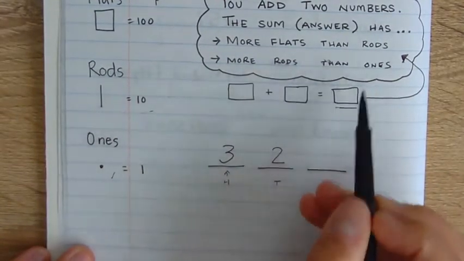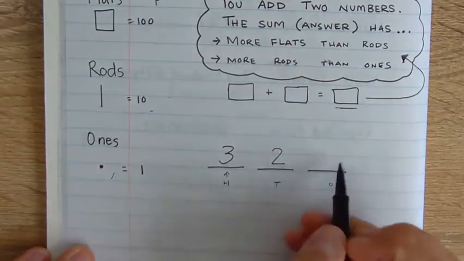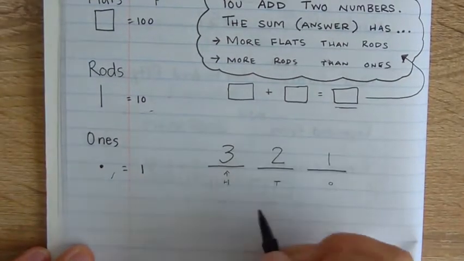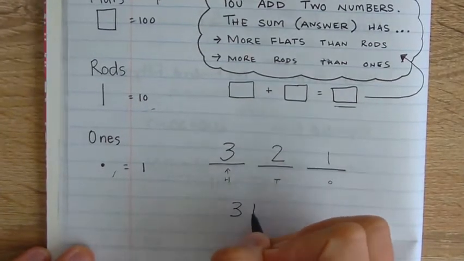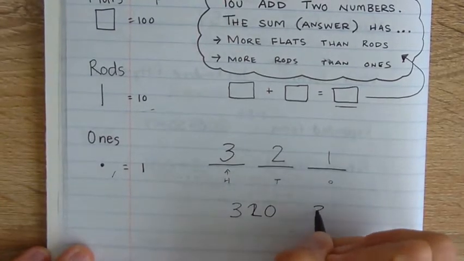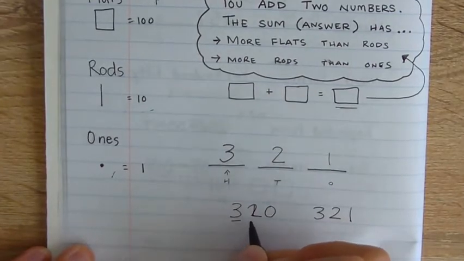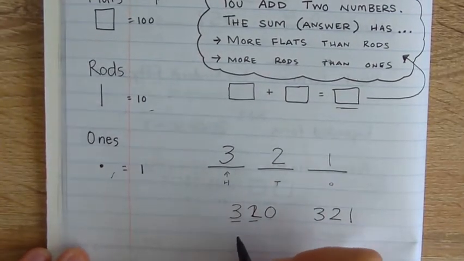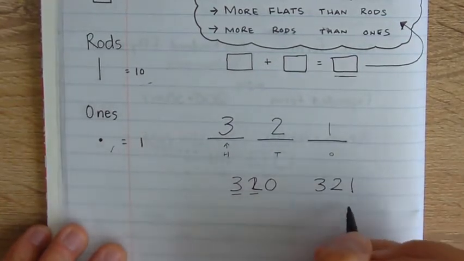And here, more rods than ones. Okay, so it has 2 here, so that means that this here, which is my ones, could be a 1. I could maybe do something different. I could have it instead be 3, 1, and if this is 3, 2, and 0, I could even do 3, 2, and 1, because here again, I know that my 3 is larger than my 2. I have more flats here than I do rods, and I have more rods than ones in both of these.